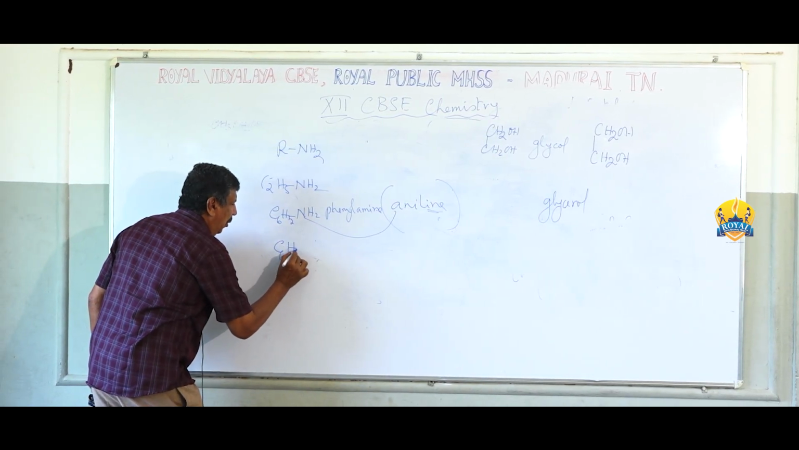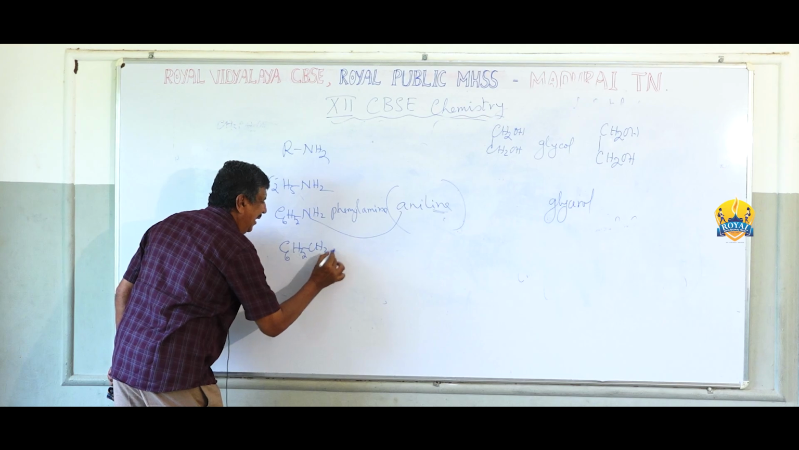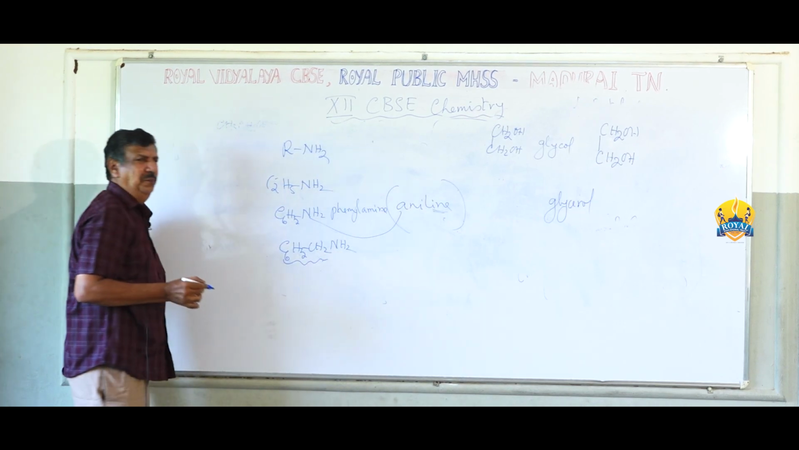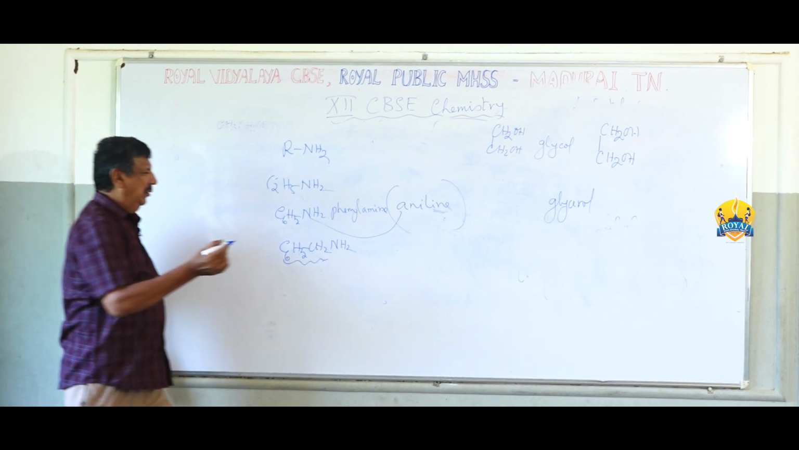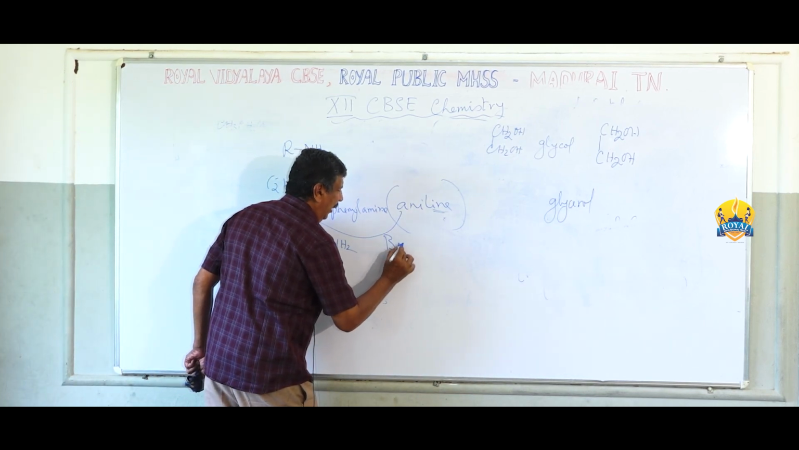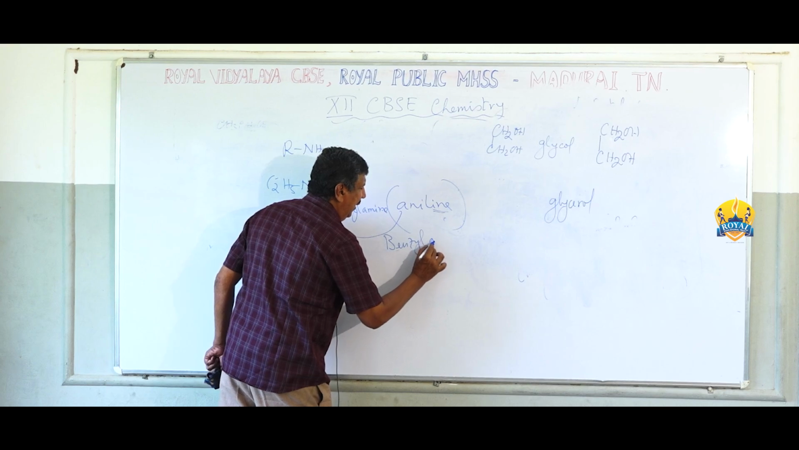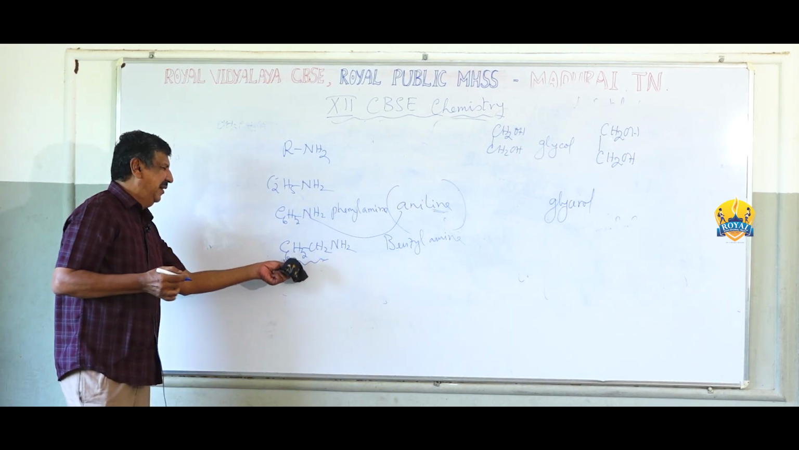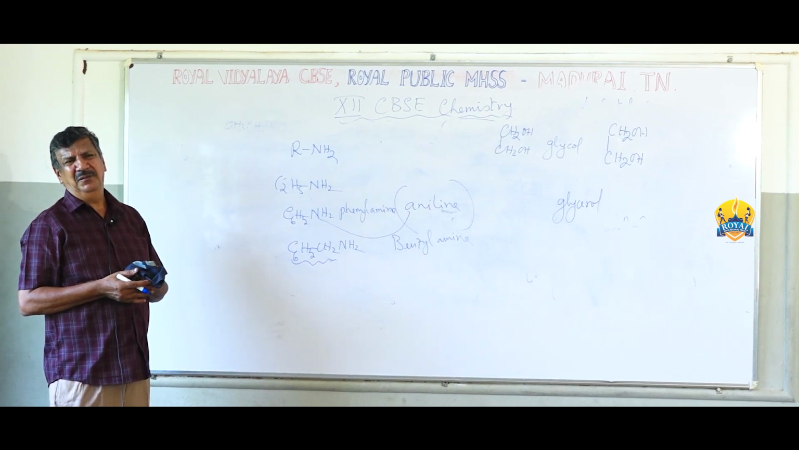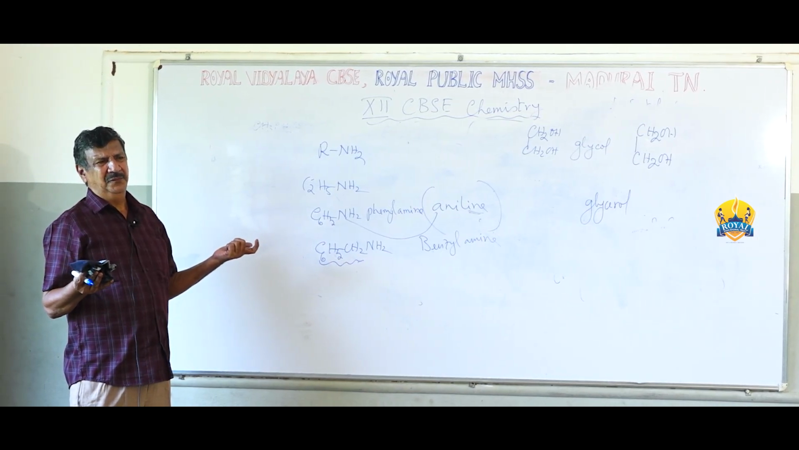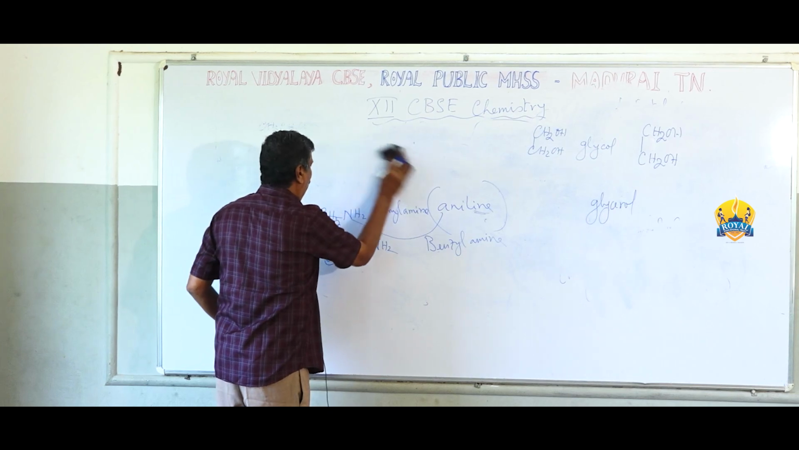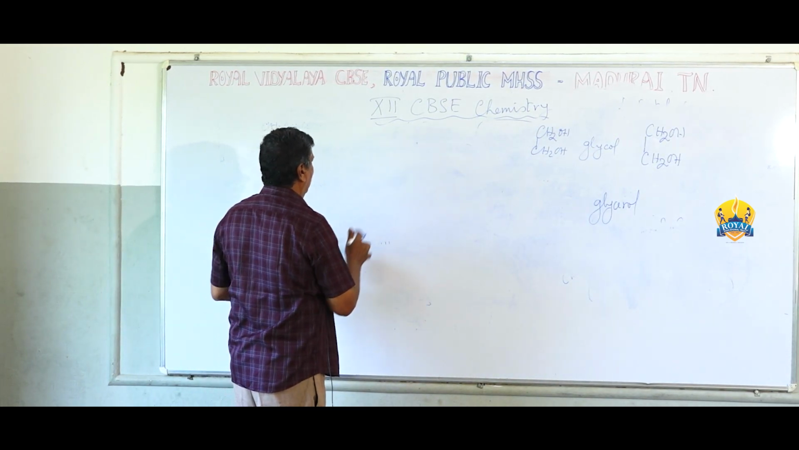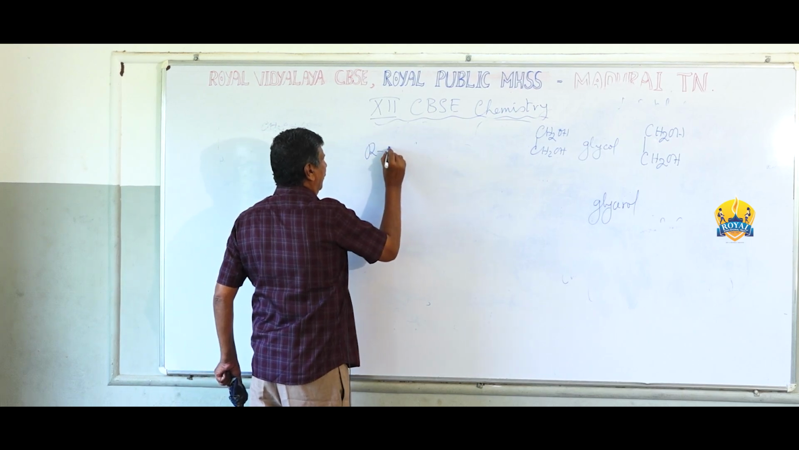Then what about this compound? This is easy. Why? You know this as the benzyl group. So the name of the compound is benzylamine. This is very easy. Benzyl group means benzylamine. That's all. Okay, amines over. Next one, nitro compounds.